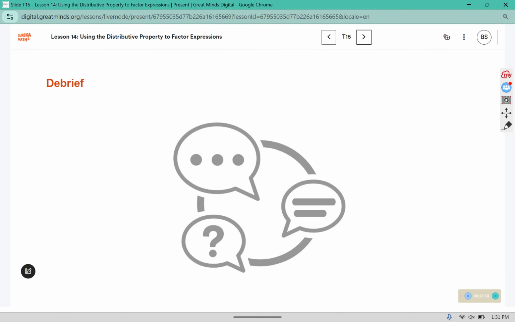That's all for lesson 14. Basically, we're doing the opposite of what we did yesterday by factoring rather than distributing. So we're looking for common factors, or things that we could multiply together to get the values in the expression.